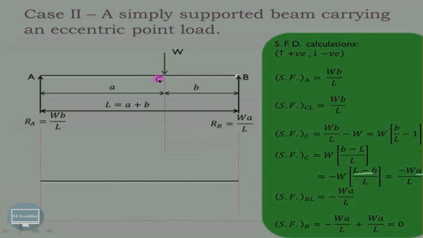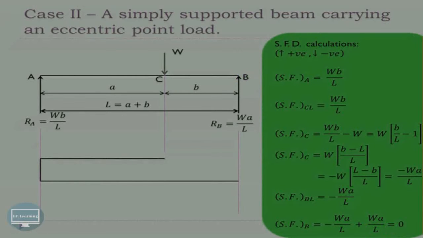Now shear force just at the left of B, as there is no force acting between C and B left, we can say that the same load will be acting at B left also. So minus Wa by L, the same load will be acting at the B left also. And now exactly at point B there is an upward acting force of Wa by L, and that is positive. So this minus Wa by L plus Wa by L, that value is 0. So we can say that shear force at B is 0.